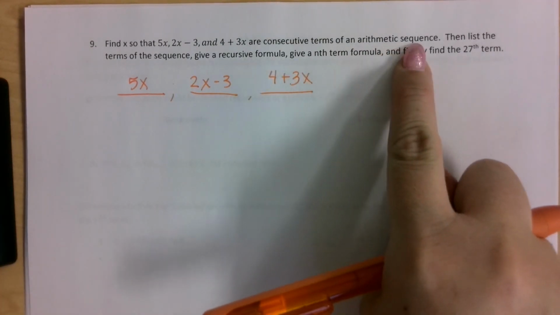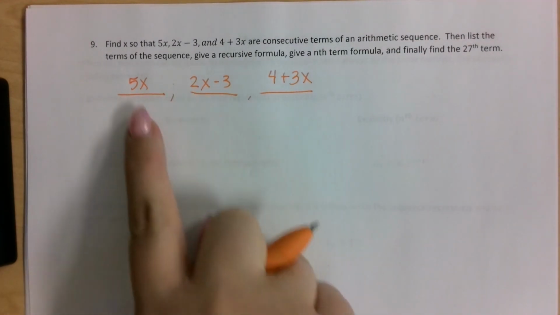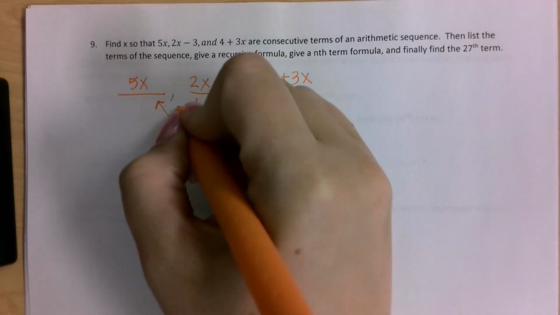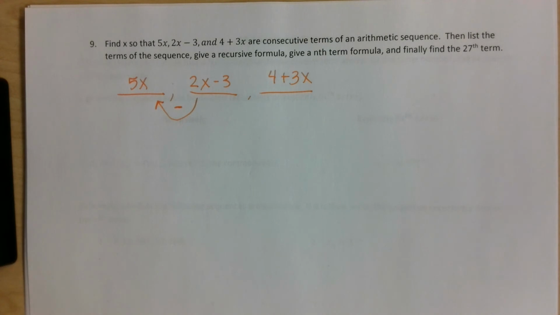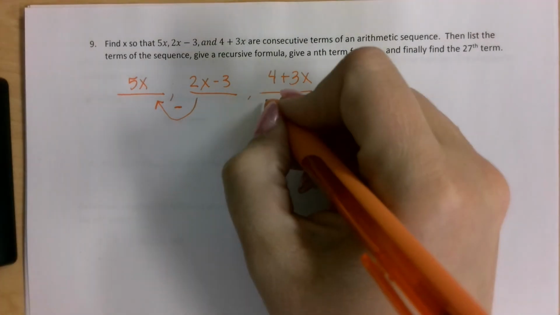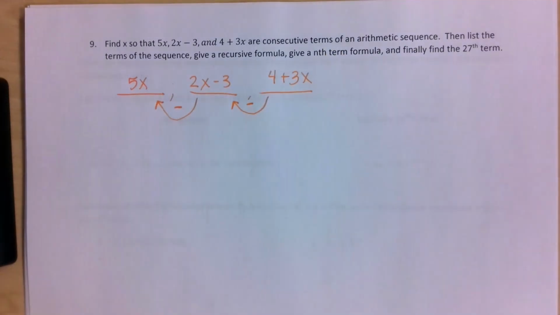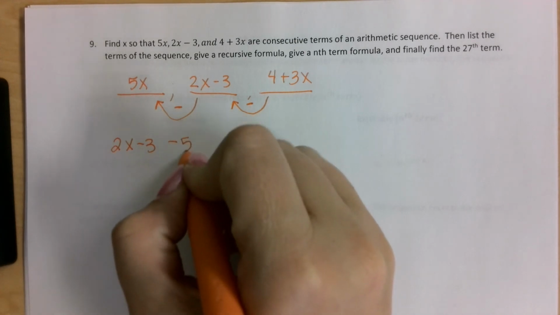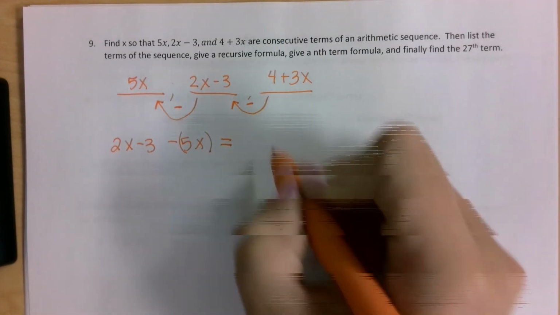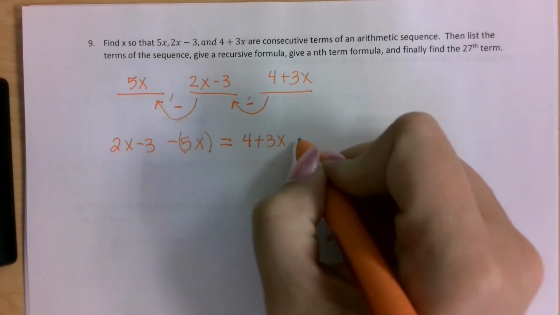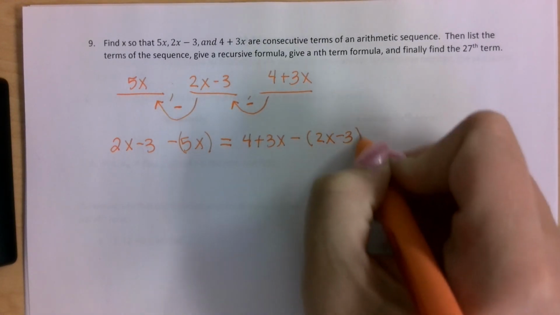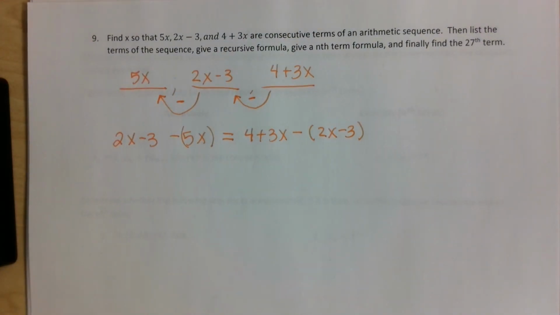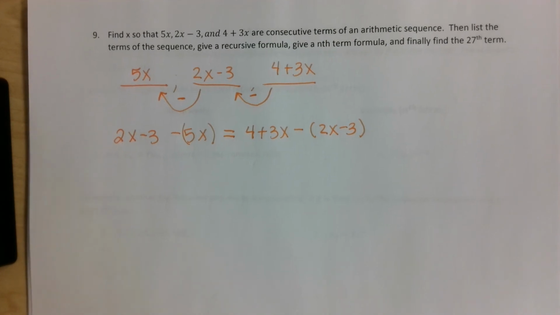If I want them to be an arithmetic sequence, then I have to be adding or subtracting the same thing each time, which means when I take this term minus this term, that has to be, let's say, 5, and when I take this term minus this term, that also has to be 5. So I need to be able to take 2x minus 3 and subtract 5x, and I need that to be equal to 4x plus 3 minus (2x minus 3). When I subtract this, I need that to be equal to when I subtract this. Okay, now just use your algebra skills to solve.